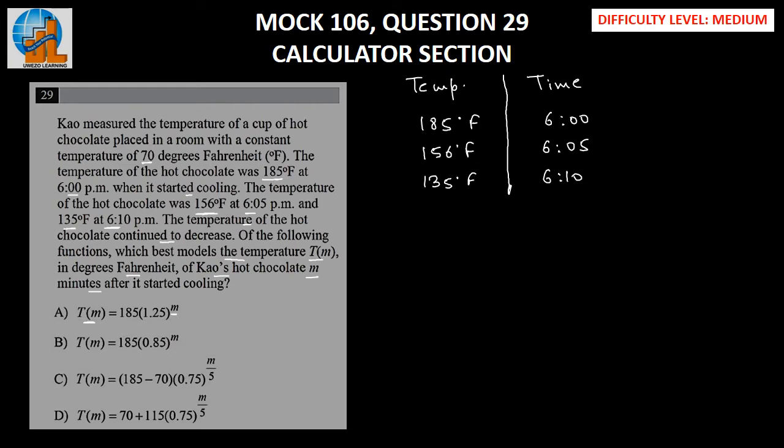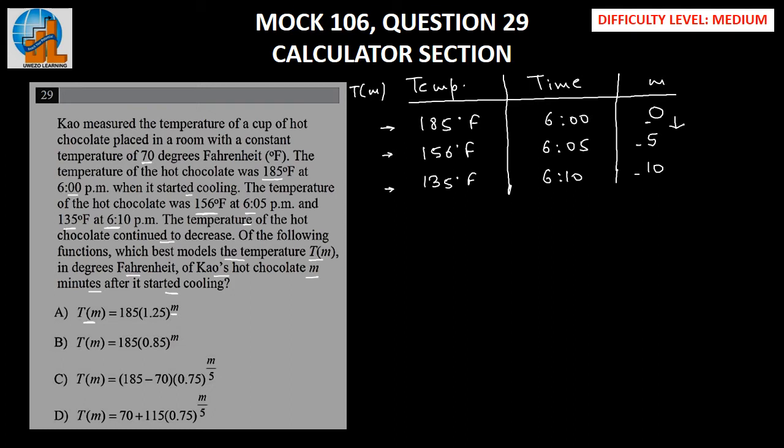So let's just see how we can find m and T(m). We know this is a temperature here, so this has got to be our T(m). Now it says m is minutes after it started cooling, so we know that 6 o'clock could be taken as 0 because this is when the hot chocolate started cooling off. So 6:05 will be 5 because this is 5 minutes, and this would be 10 minutes. So all we need to do is substitute these values of m here and find out for which of these four equations we'll get the value of T(m) as these three values.